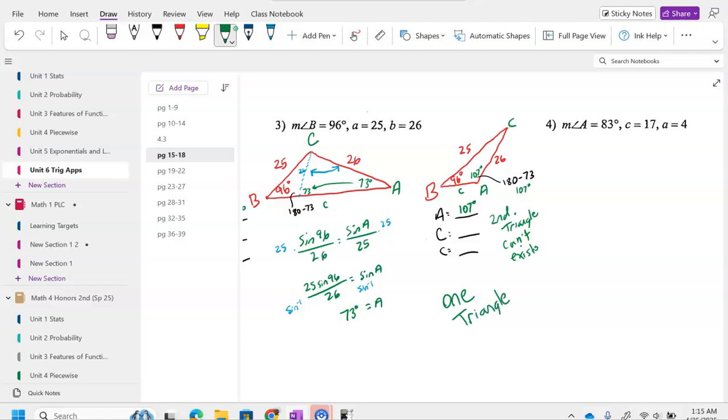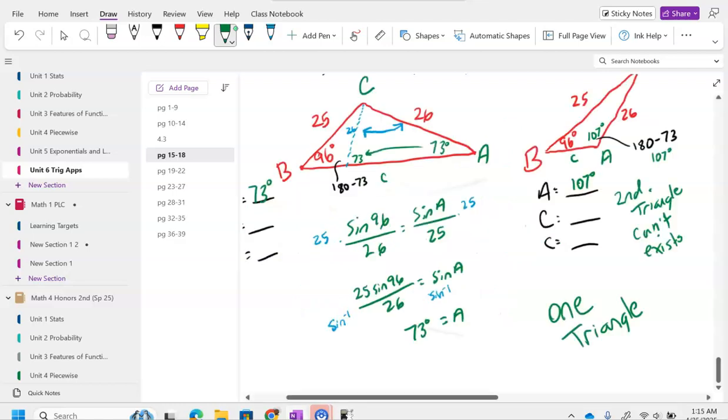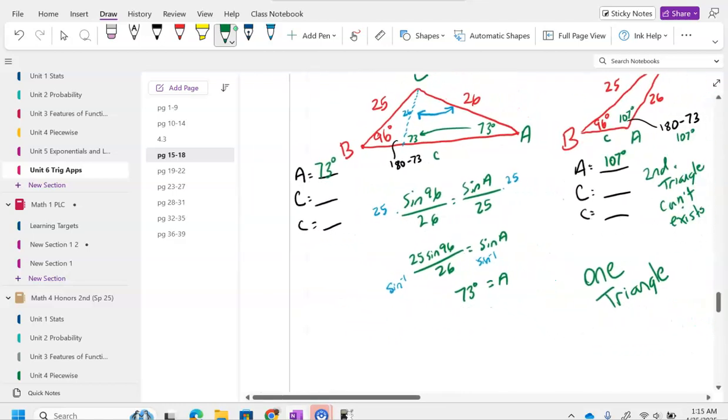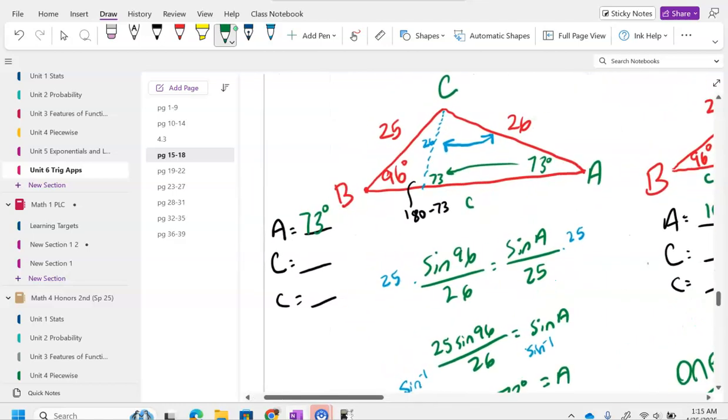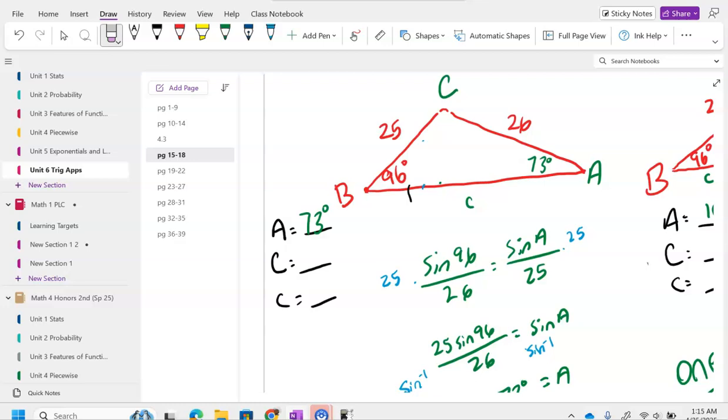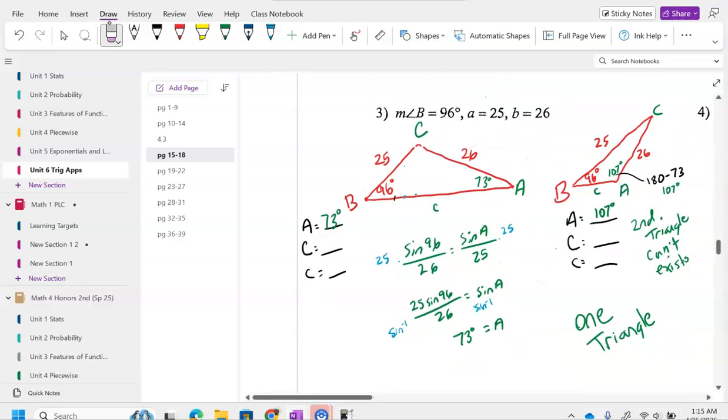And that's what you would say. Okay, now what we're going to do is finish by finding the stuff from the first triangle that we can find. So we know that one triangle exists. That's all we can say here, is that one triangle exists. And so now we're going to find the missing information for that first triangle.